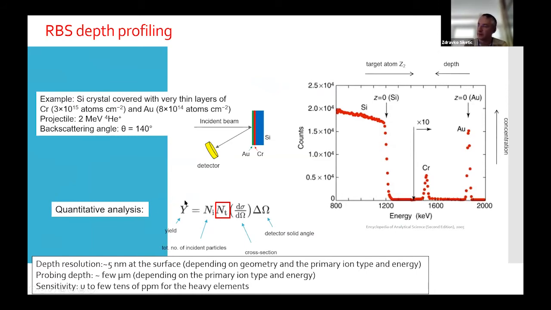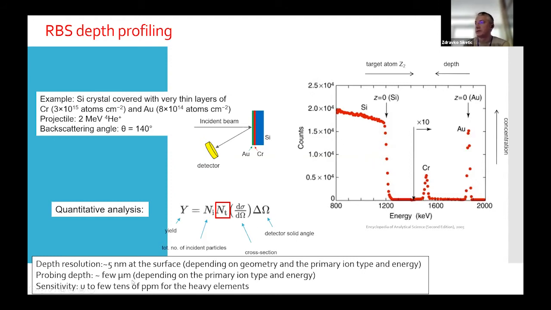This is a very simple formula which actually tells you how to do quantitative analysis. The yield of a certain element in the peak is proportional to, of course, the total number of incident particles. It is proportional to the concentration of this element inside of the sample. It is multiplied by the cross section of the reaction and the detector solid angle.